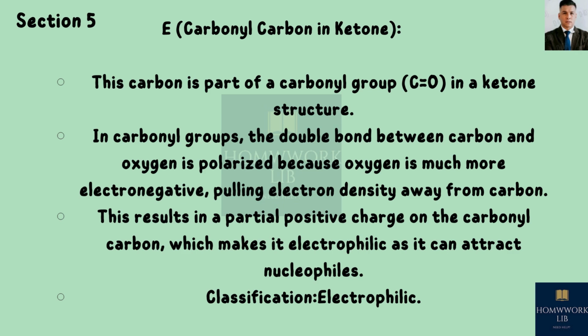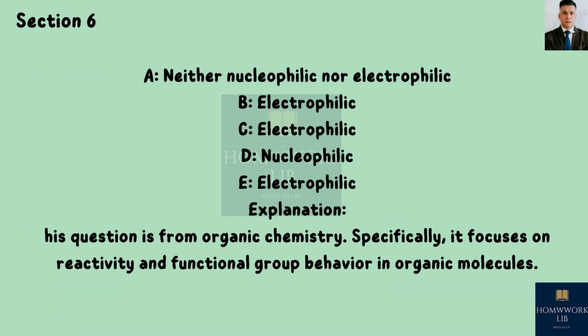Section 5. E. Carbonyl carbon in ketone. This carbon is part of a carbonyl group, C=O, in a ketone structure. In carbonyl groups, the double bond between carbon and oxygen is polarized because oxygen is much more electronegative, pulling electron density away from carbon. This results in a partial positive charge on the carbonyl carbon, which makes it electrophilic as it can attract nucleophiles. Classification: electrophilic.